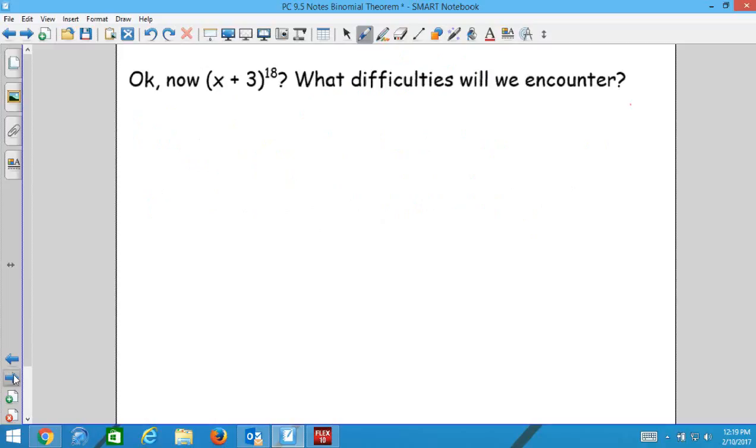So how would you do x plus 3 to the 18? Tell me what the coefficients are going to start with. 1, 18, and then how many total terms will there be? 19 total terms. So there's got to be other ways of finding the answer besides just making Pascal's triangle infinitely large. I don't even know if you'd ever want to do this. So what difficulties will we encounter? It's like a huge triangle. It's a lot of work.